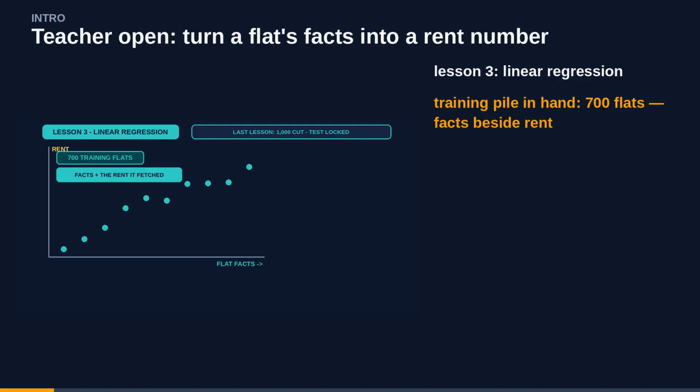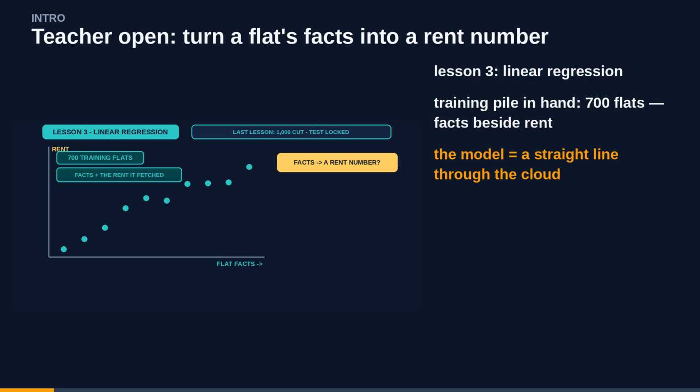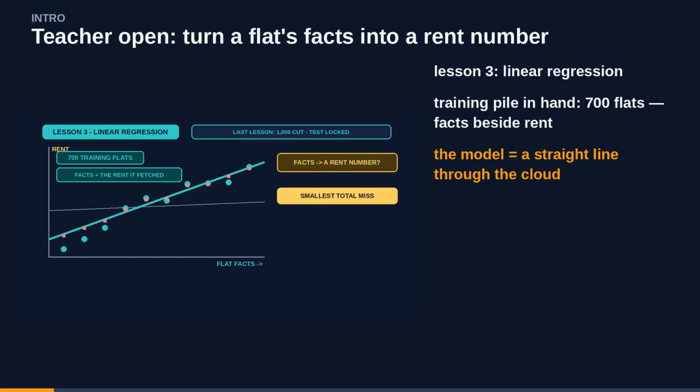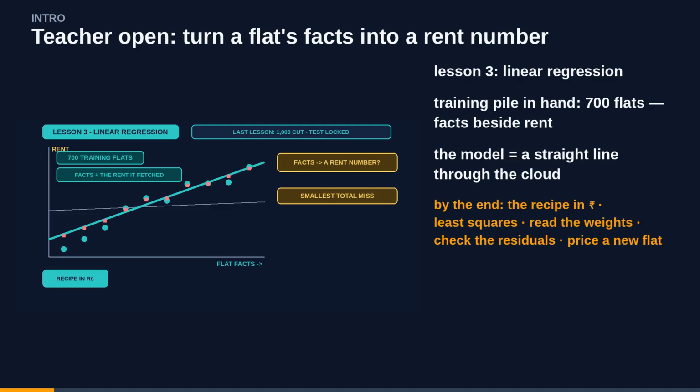This lesson answers the question that pile exists for: how does a model turn a flat's facts into a rent number? Linear regression's answer is almost embarrassingly simple, a straight line through the cloud of flats, and the whole craft is choosing which line. By the end, you will write the line's recipe in plain rupees.